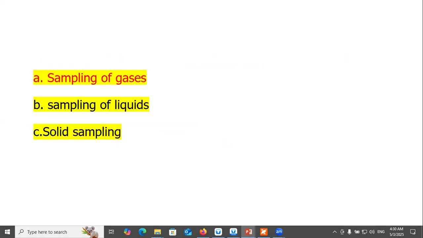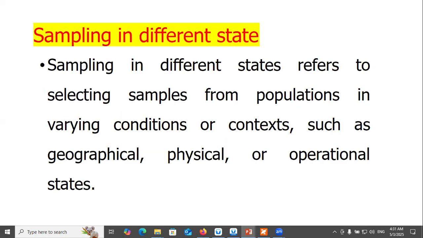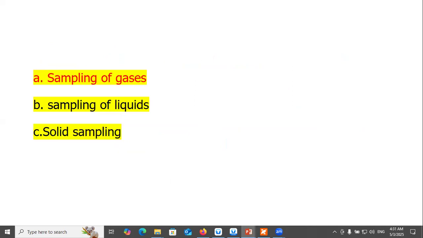Types of different states of sampling. There are mainly three states: sampling of gases, sampling of liquids, and solid sampling.